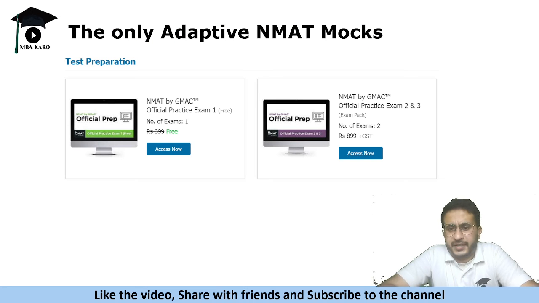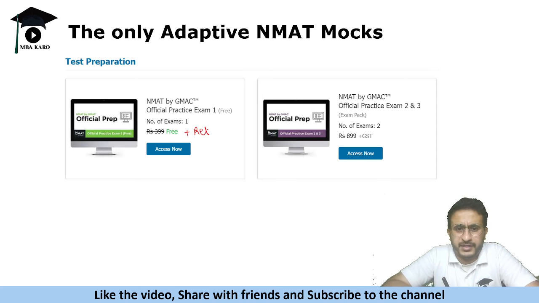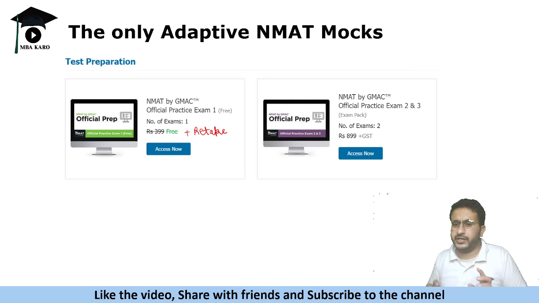So the only adaptive mock test which you can get for NMAT is the official mock. NMAT offers one official mock for free. There is a retake also available. So you can take that test. So you essentially have 2 free mocks of NMAT, which are the only adaptive mocks.